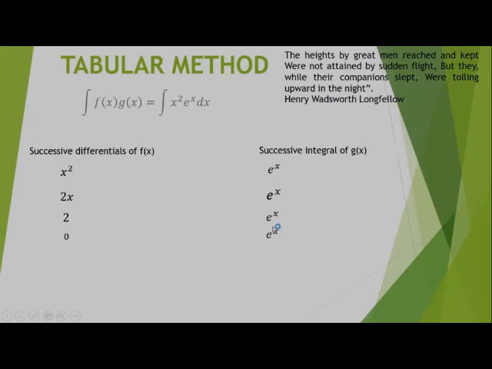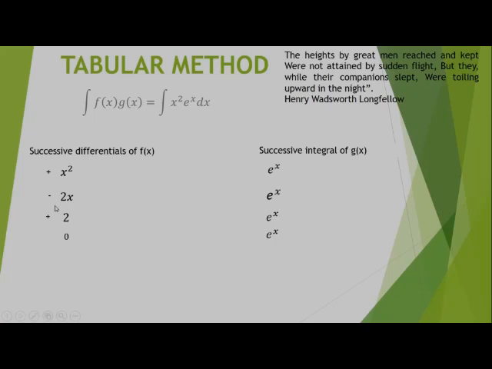The next thing we want to do is assign signs to each of these functions. How do we assign the sign? The sign alternates: positive, negative, positive, negative, positive, negative, in that order. That's the order in which we are going to assign the signs. So x squared will take positive, 2x will take negative, 2 will take positive. This 0 does not need any sign, so we just stop there.